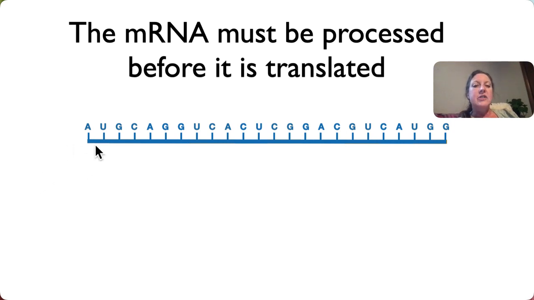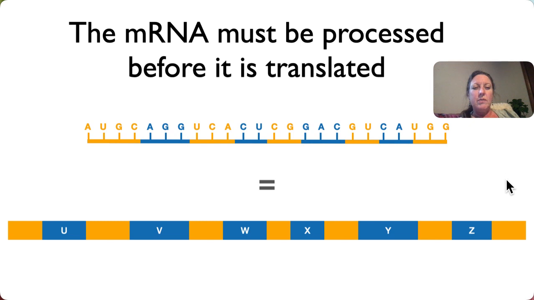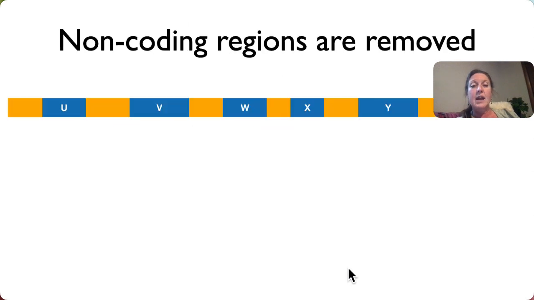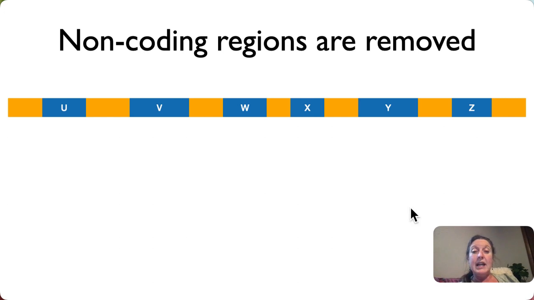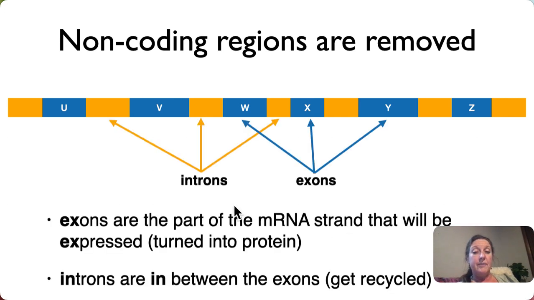So we're going to take this strand of RNA that we just made, and we're going to separate it into regions. And to make it a little bit easier, instead of writing all of these letters over and over again, I'm just going to take the regions and color code them and mark the entire region with another letter. These regions, some of them are coding and some of them are non-coding.